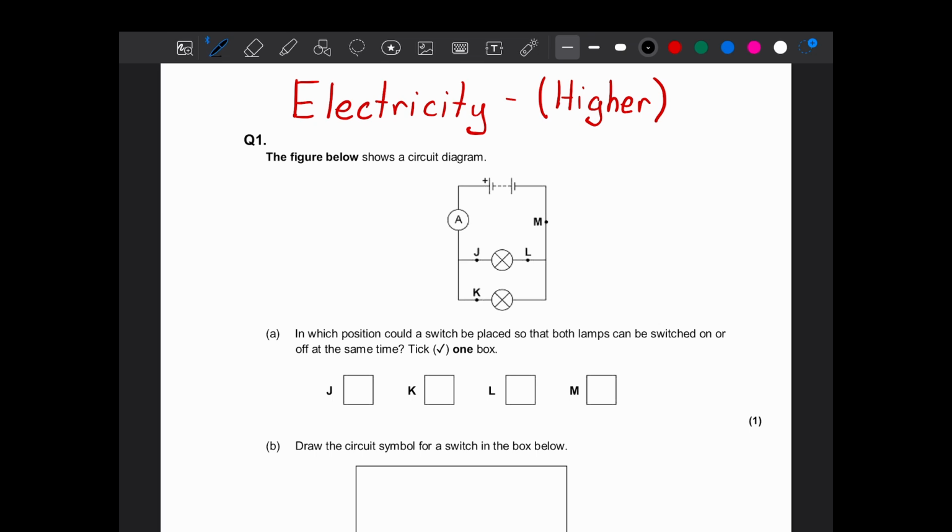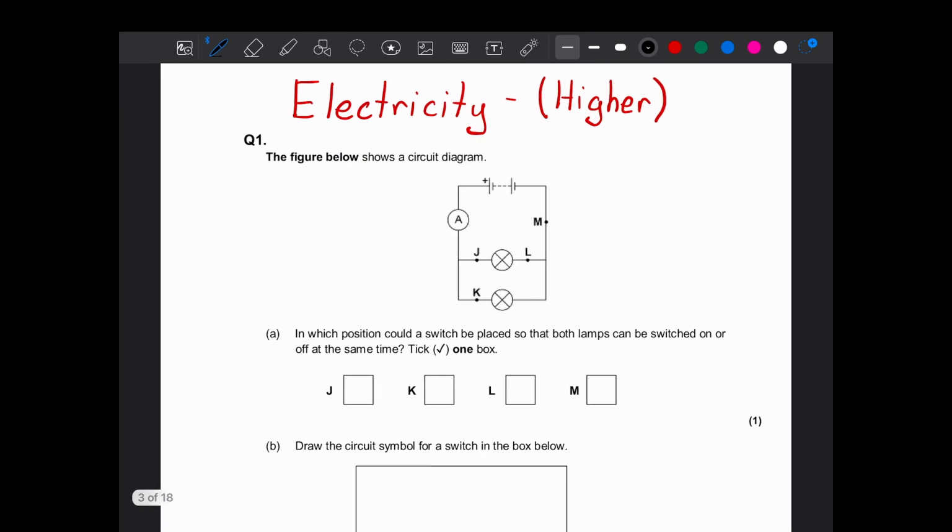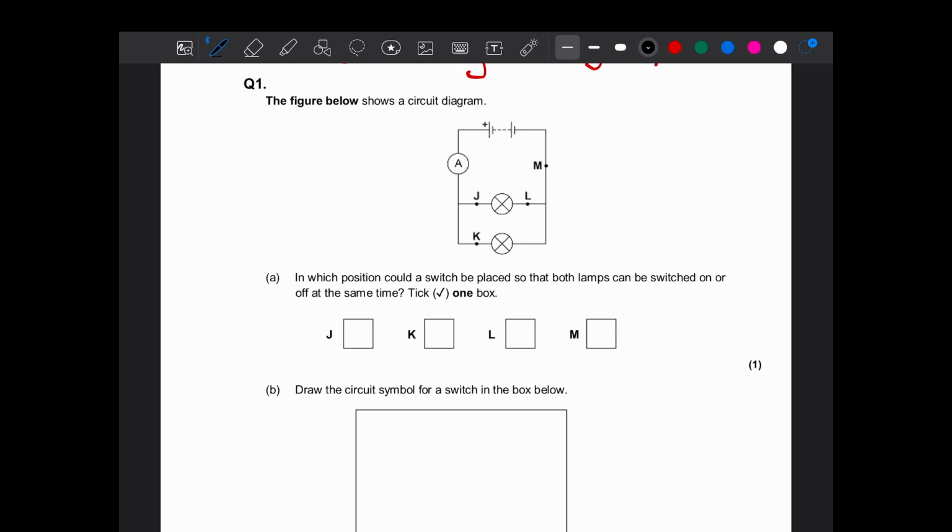Today we'll be looking at 4 questions on electricity for the Higher Physics paper. Before we get started, it's a good idea to get your calculator and physics equation sheet because it's important to familiarize yourself with both of these before next week's exam. If you would like to try question 1 yourself first, please go ahead and pause now.